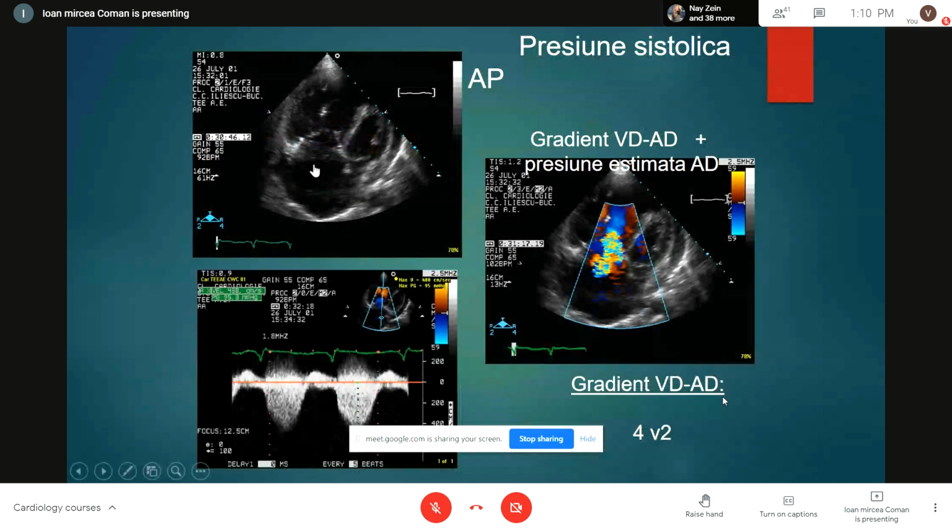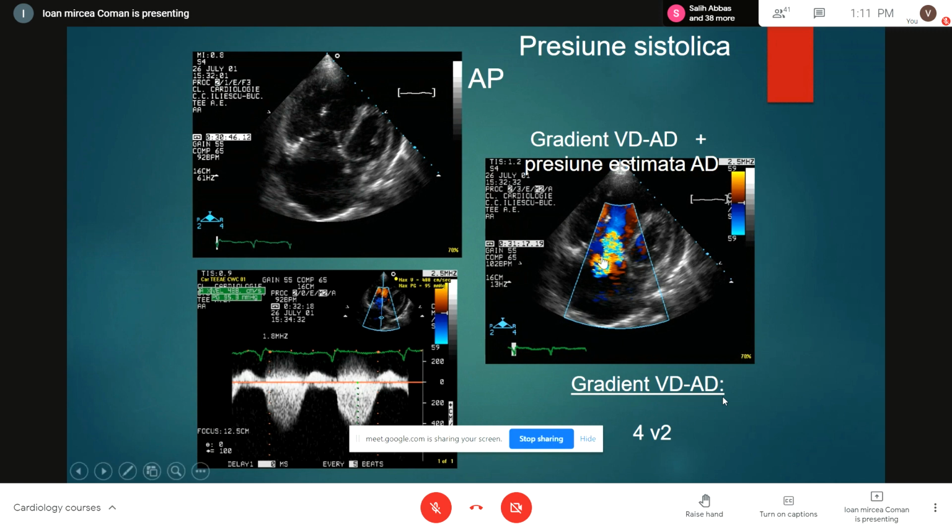These are some echo images. Yes, as you see, increased right ventricle and right atrium. The left ventricle is some kind of appendage of the right one. Yes, this is a tricuspid regurgitation flow, which has a high velocity, more than 4 meters per second, meaning that the pressure is around 80.